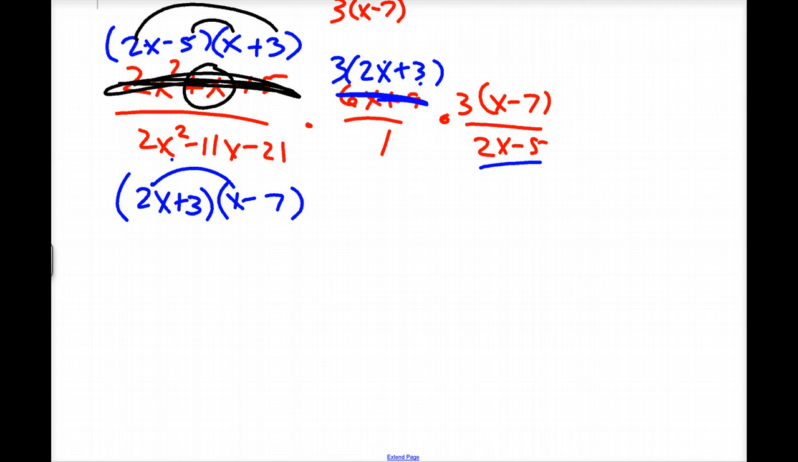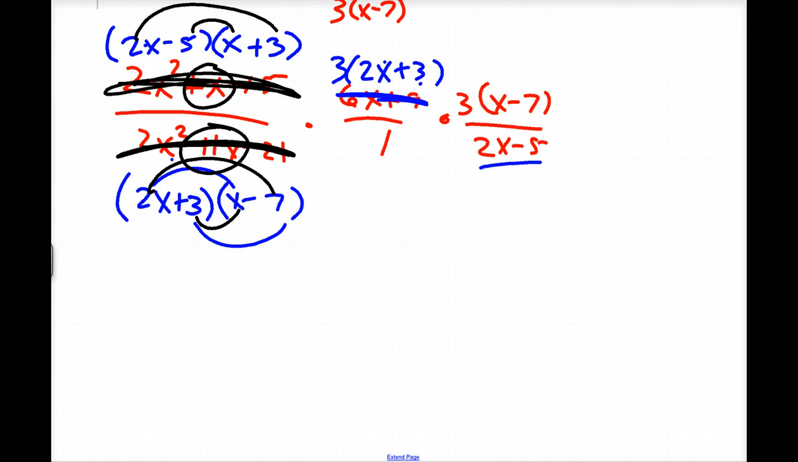I get 2x times x is 2x squared. I get 3 times negative 7 is negative 21. So it's down to the middles. Do the middles work? Negative 14, positive 3. Negative 4, that's negative 11. That's what I want. So this does, in fact, factor into 2x plus 3 times x minus 7. So my point is, if you have a factor that you know in a numerator or denominator, you might want to say, hey, can I use that in something that needs to be factored? Because there's a pretty good chance we're going to be canceling. So, what cancels? That was the fun part.